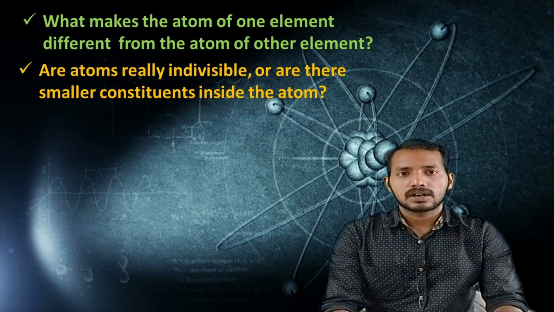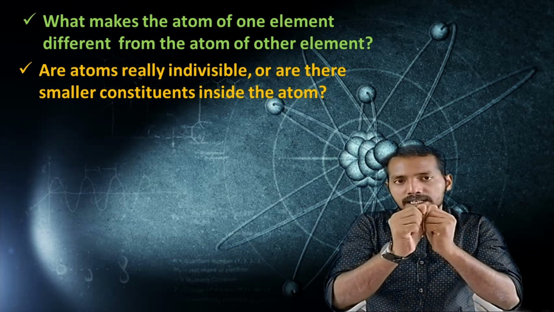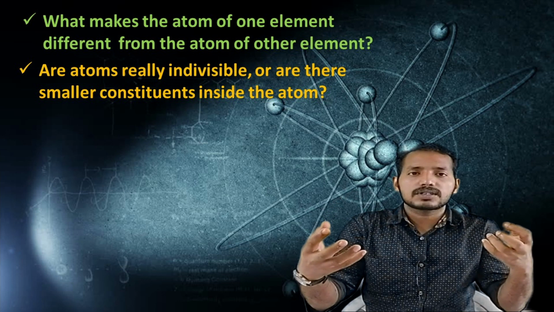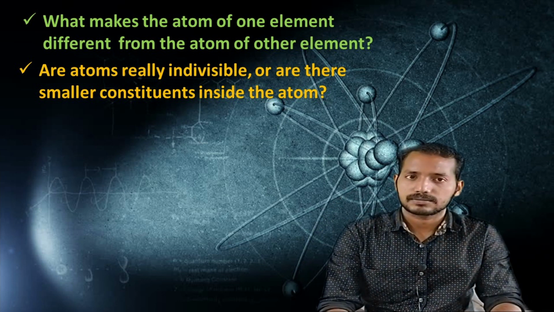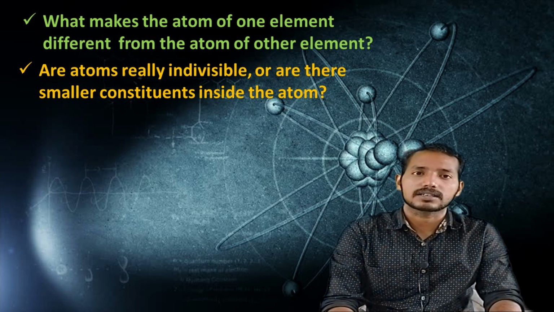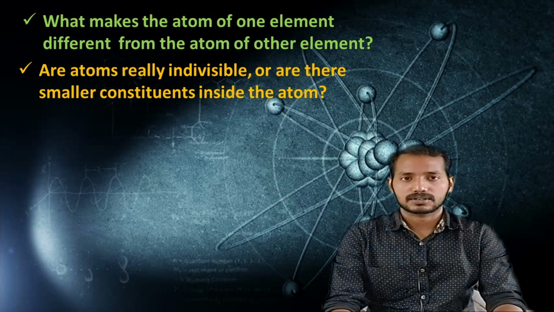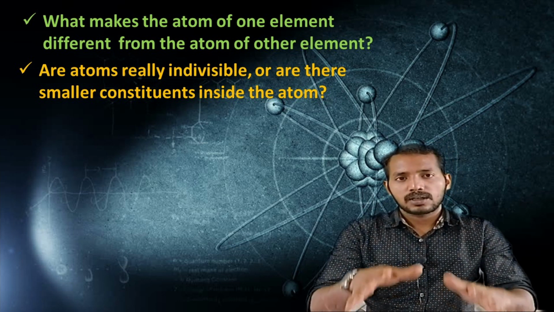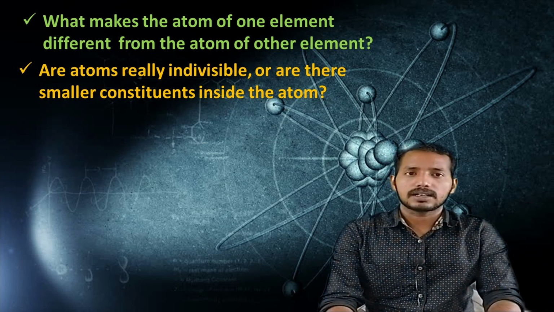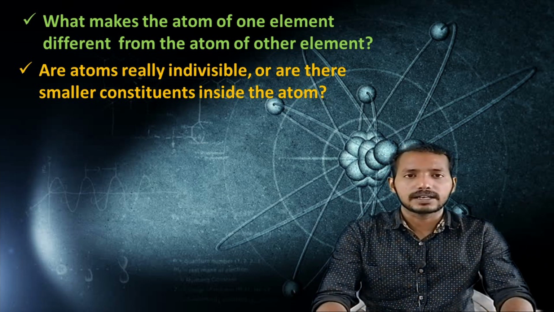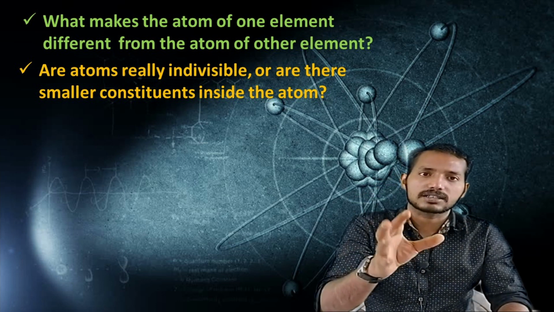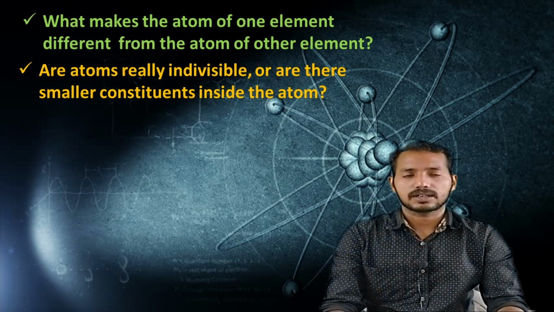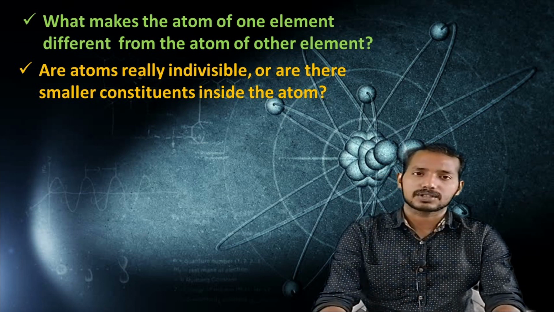That means on rubbing these materials, both objects get charged, meaning the atoms are constituted of charges, and there are some charged particles present in the atoms. So we can conclude that atoms are not completely indivisible. Atoms are also constituted by some charged particles. That is the result we got from this observation.